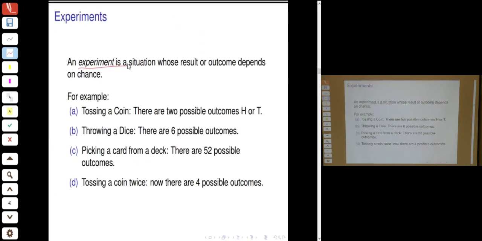In probability, we start with random experiments. What is a random experiment? An experiment is a situation whose result or outcome depends on chance. For example, tossing a coin, there are 2 possible outcomes, head or tail. Throwing a die, there are 6 possible outcomes. Picking a card from a deck, there are 52 possible outcomes. Tossing a coin twice, now there are 4 possible outcomes: head, head; head, tail; tail, head; and tail, tail.